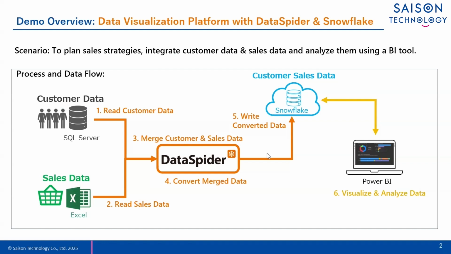In the first step, DataSpider reads customer information from the SQL Server, then reads sales data from an Excel file. Next, merge customer data with sales data and convert the merged data. Finally, store the merged data in Snowflake in the cloud. After that, we will access Snowflake from Power BI to visualize the data. Now we will create this scenario using DataSpider.